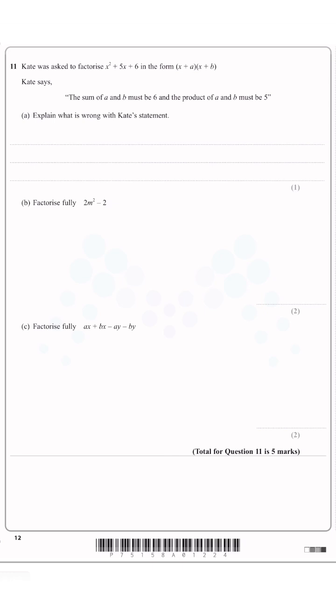Question number 11. Katie was asked to factorize x squared plus 5x plus 6 in the form x plus a, x plus b. Kate says, the sum of a and b must be 6, and the product of a and b must be 5. Well, actually, the sum of the two must be 5, and the product of the two must be 6. So explain how she's wrong. So you write the product of a and b is 6. The sum of a and b is 5. She mixed them up.